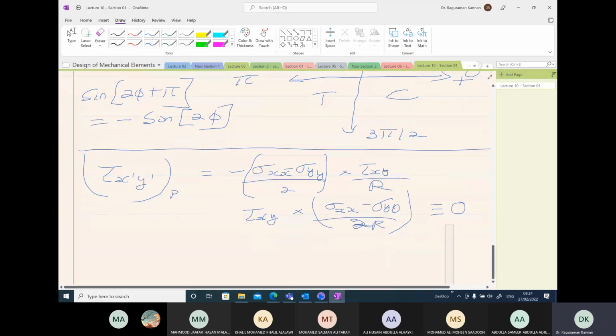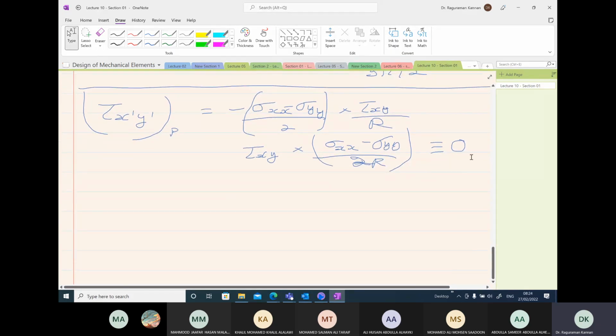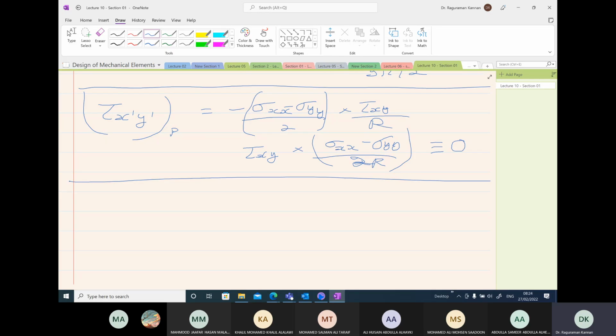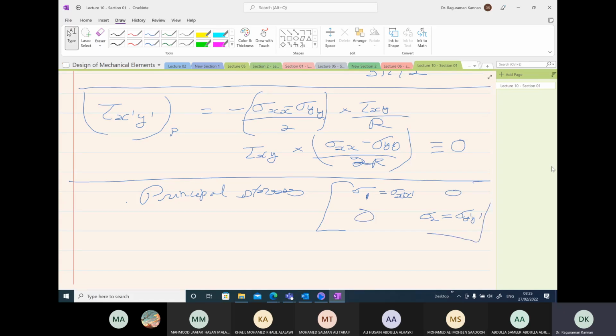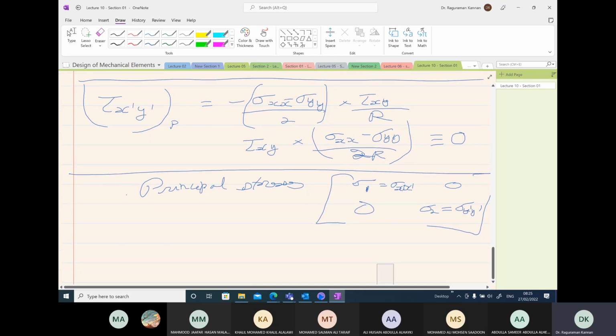So along the principal stress direction, this is the formula we get. Principal stresses: we have sigma 1 equal to sigma x prime, sigma 2 equal to sigma y prime, and the shear stress values are 0. So along the principal stress direction, this is always the case. So this is the case for 2D.